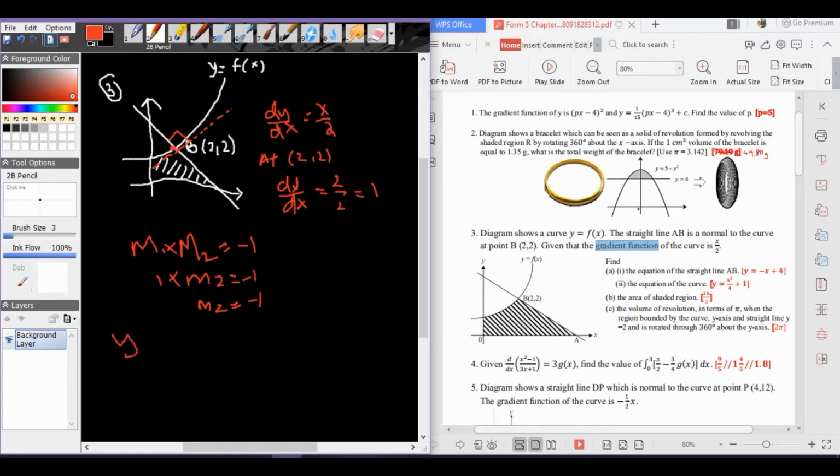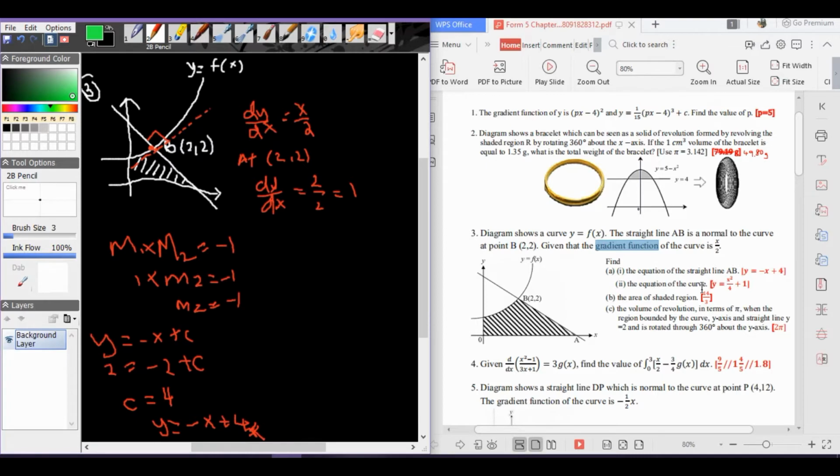Then you will have y equals to -1x plus c. We have to find the value of c. You just substitute B, because this straight line also passing through point B, so we can use the coordinate of B. Therefore, x equals to 2, y equals to 2, so 2 equals to -2 plus c, so c equals to 4. So the whole equation will be y equals to negative x plus 4. This is for part A.